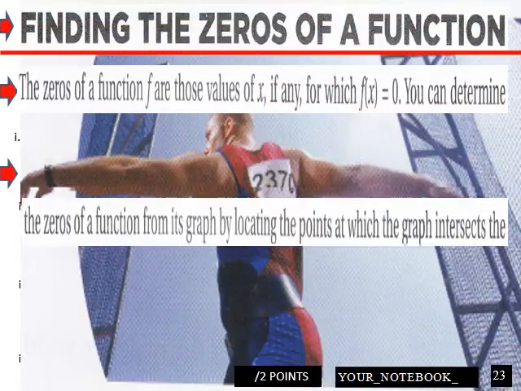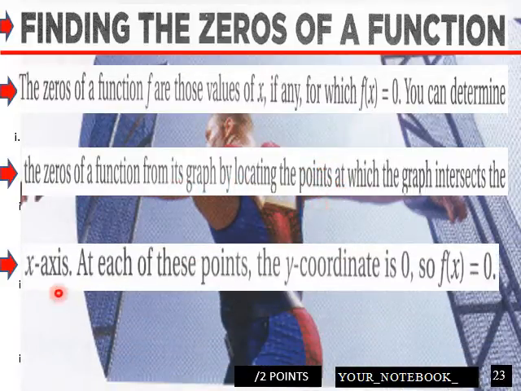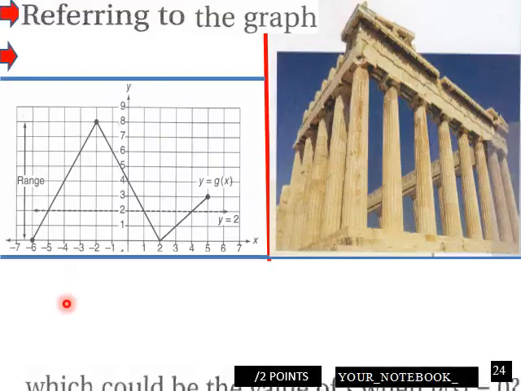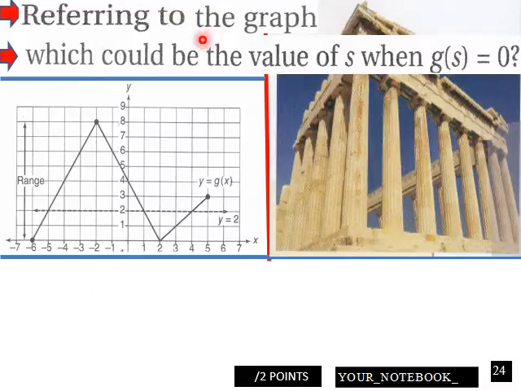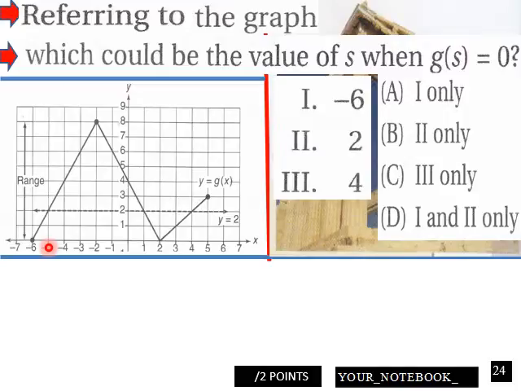Finding the zeros of a function. The zeros of a function f are those values of x, if any, for which f of x equals 0. You can determine the zeros of a function from its graph by locating the points at which the graph intersects the x-axis. At each of these coordinates, referring to the graph, we could find the value of s when g of s equals 0. So when g of s equals 0, this would equal negative 6, 2, or 4 for that situation.